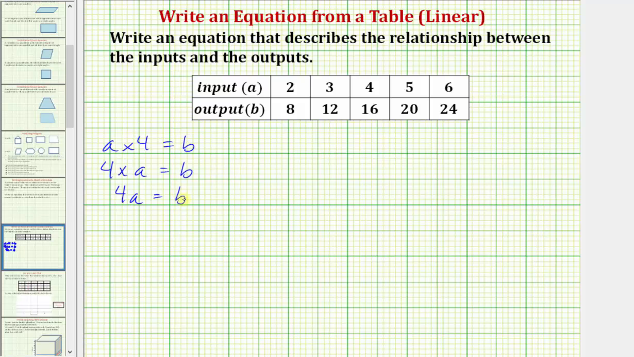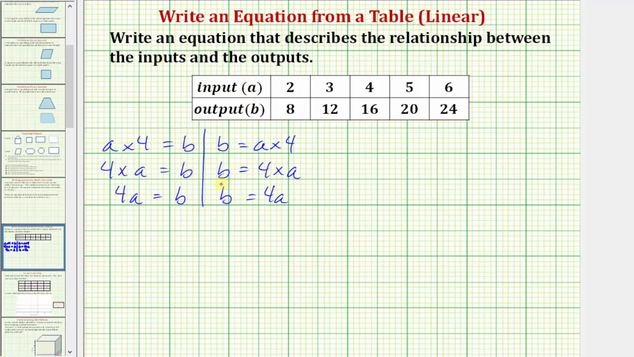And we could also write these equations in the opposite direction, meaning if a times 4 equals b, it's also true that b is equal to a times 4. And if 4 times a equals b, then b is equal to 4 times a. And if 4a equals b, then b equals 4a. All these equations would be correct to describe the relationship between a and b.